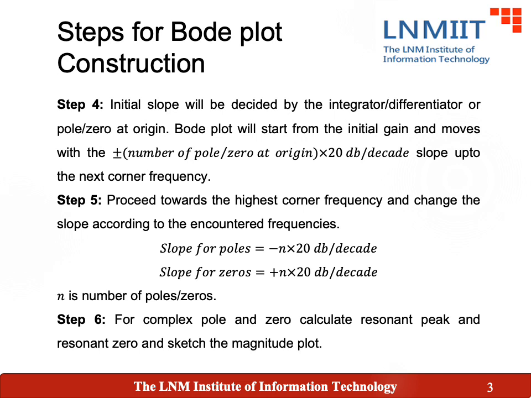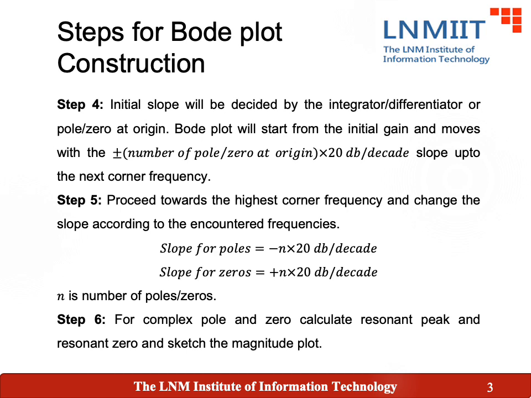For example, if the initial slope was minus 20 dB per decade and it encounters a pole frequency, then the slope will be minus 40 dB per decade. If the initial slope was minus 20 dB per decade and it encounters a zero frequency, then the net slope will be minus 20 plus 20 equals 0 dB per decade. So a zero will increase the slope and a pole will decrease the slope at the rate of 20 dB per decade each. And if there are multiple, we will multiply the 20 by the number of poles or zeros.